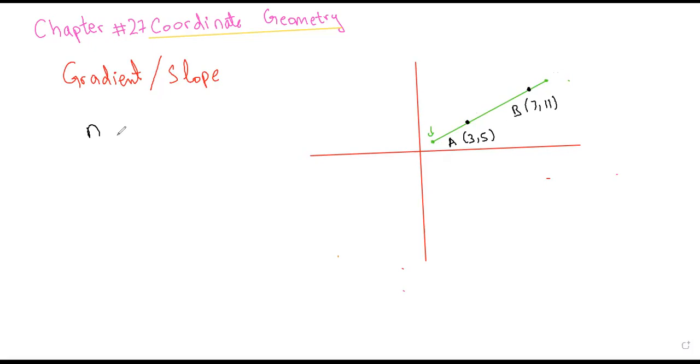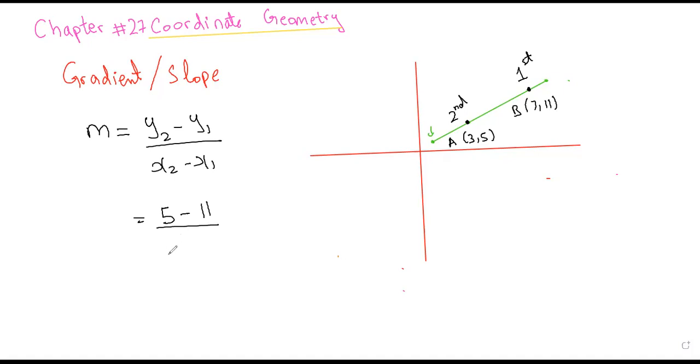Okay, so gradient is equal to y2 minus y1 divided by x2 minus x1. What is y2? This is y2 and this is y1. Again, this is your choice. You can think about it other way around as well, okay? So let's just think about it other way around. Let's say this is the first point and this one is the second point. So this means that y2 is 5 minus 11 divided by 3 minus 7, and that is going to give you minus 6 divided by minus 4, and this is 3 by 2.